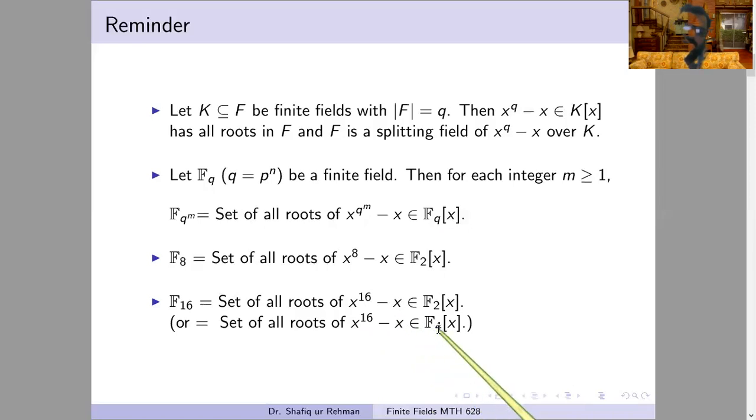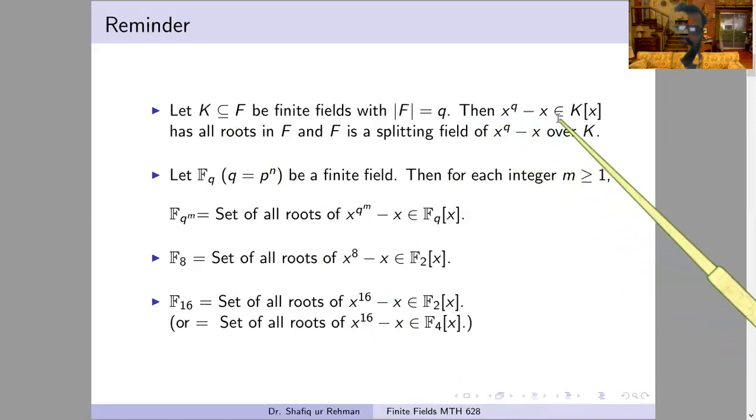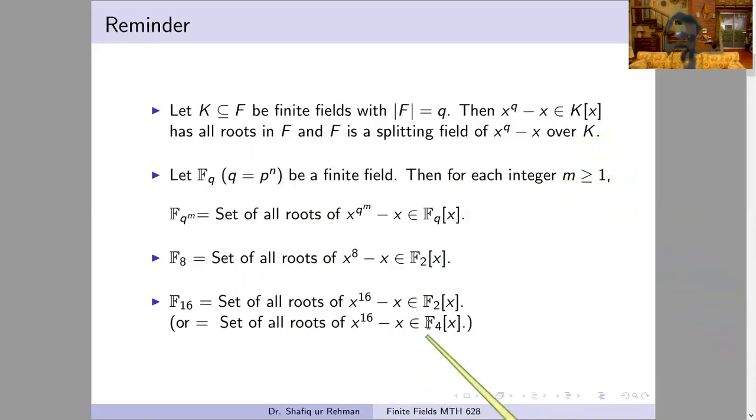So this polynomial can also be seen over this field F_4. Therefore, by this lemma, we know that any polynomial x^q - x in K[x] for any subfield K will have F as a splitting field. So F_4 is also a subfield of F_16, and F_2 is also a subfield of F_16. So if we take the polynomial x^16 - x over any subfield of F_16, then its splitting field will be F_16. And in fact, all the roots of this polynomial will form a field, that is, the field F_16.